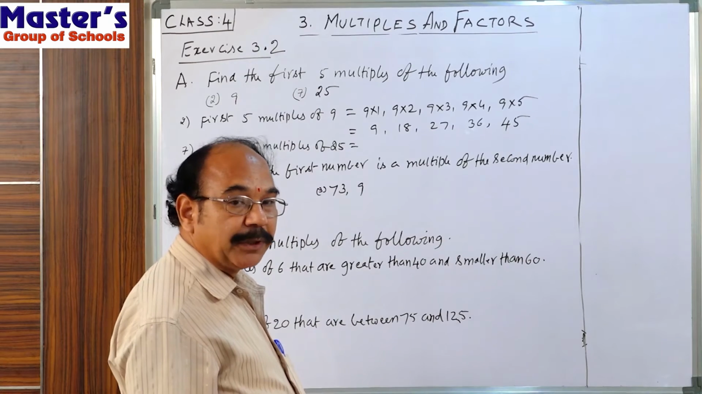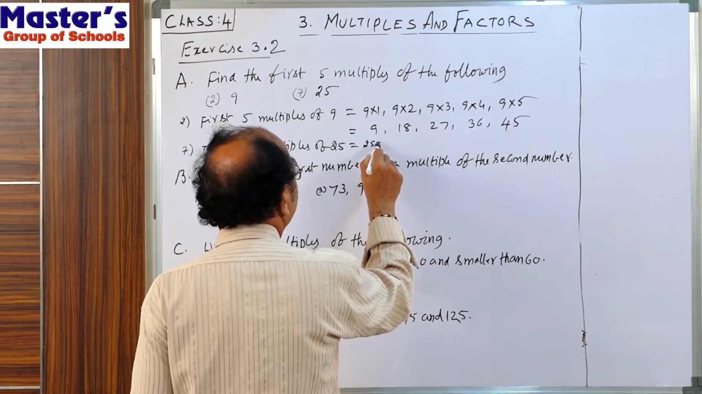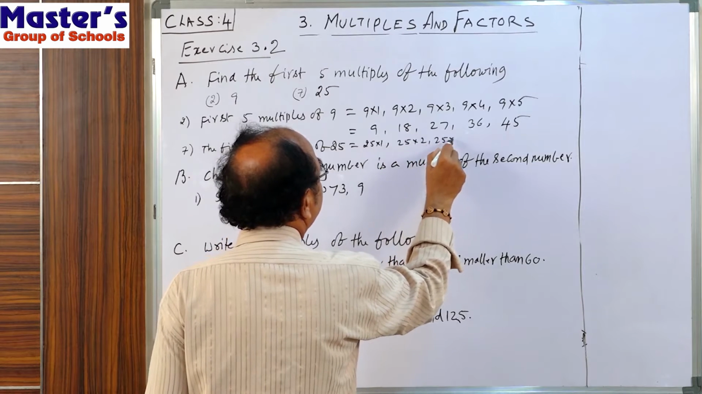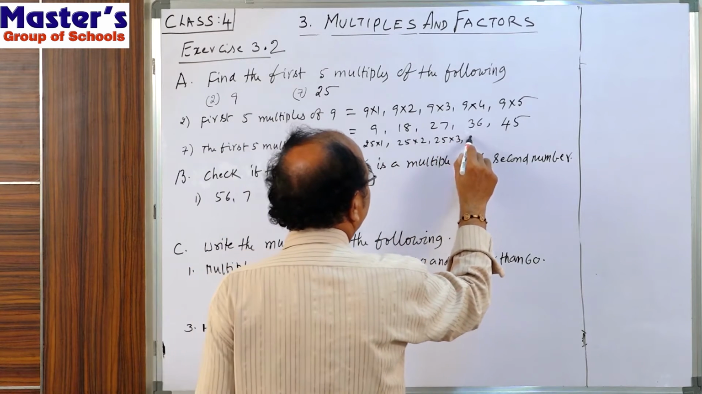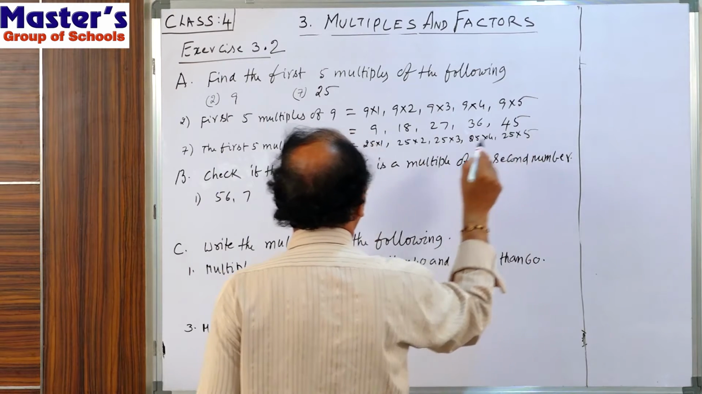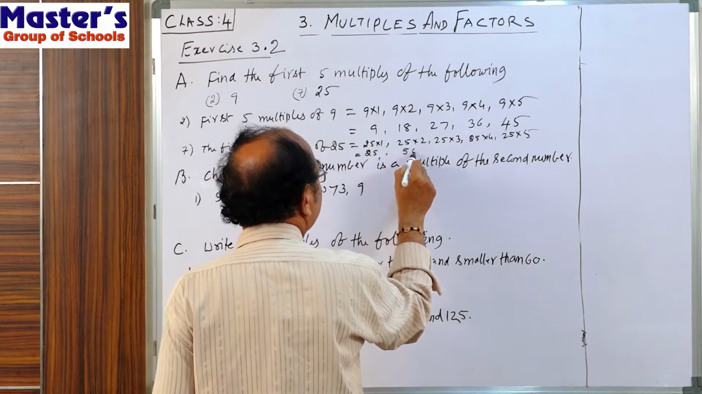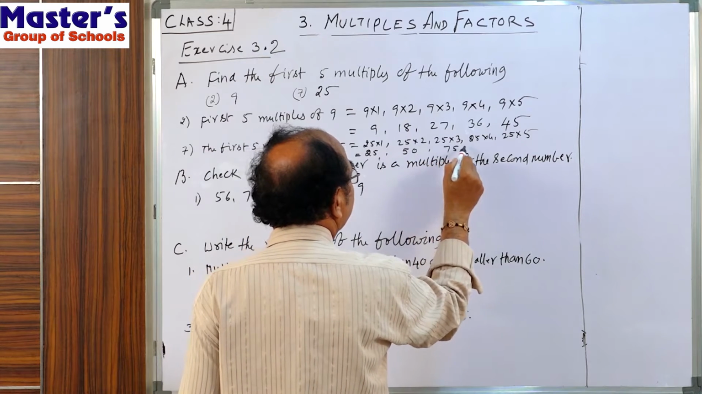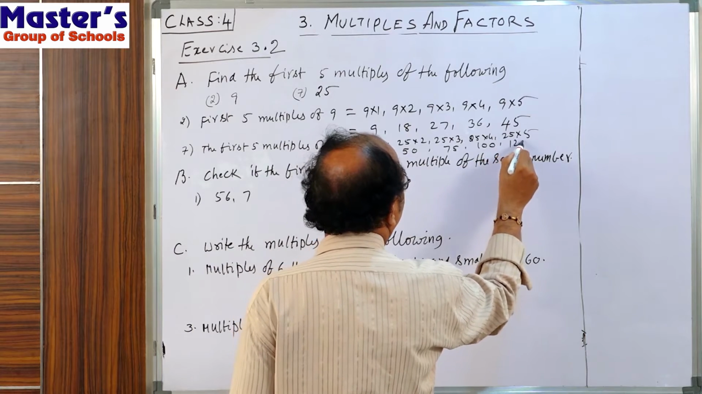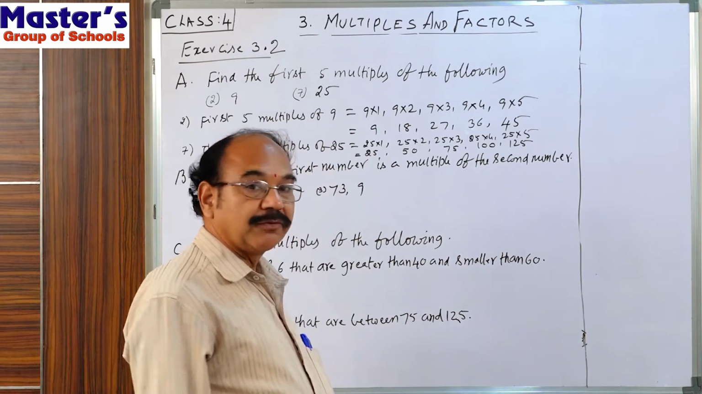Only 5 multiples are enough. That's why 25 into 1, 25 into 2, 25 into 3, 25 into 4, 25 into 5. 25 ones are 25, 25 twos are 50, 25 threes are 75, 25 fours are 100, 25 fives are 125. These are the first 5 multiples of 25.